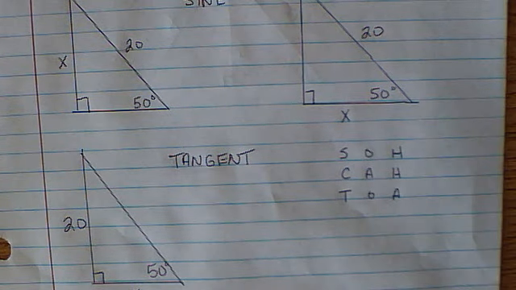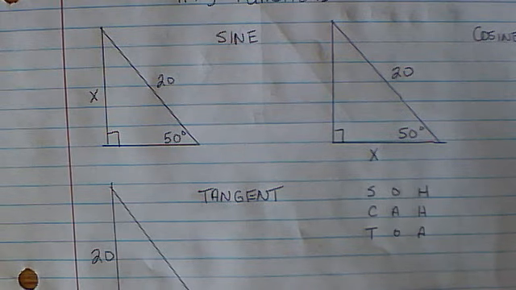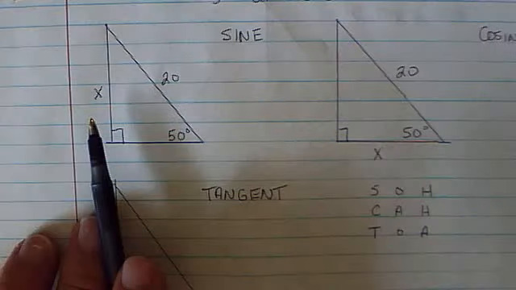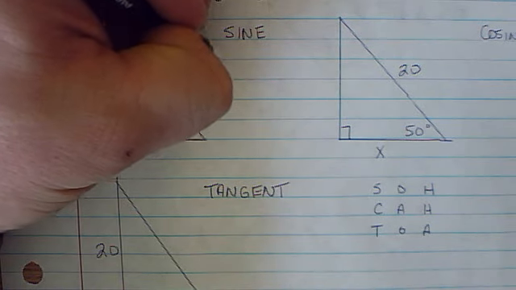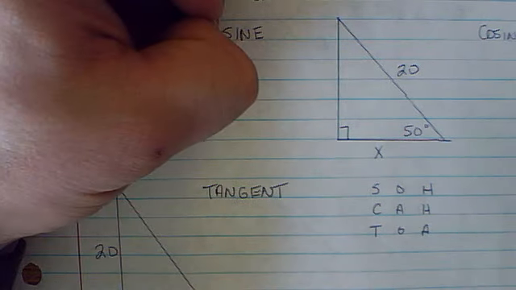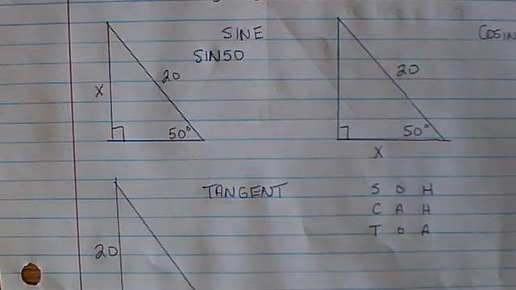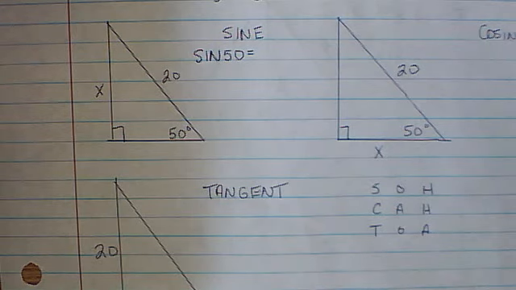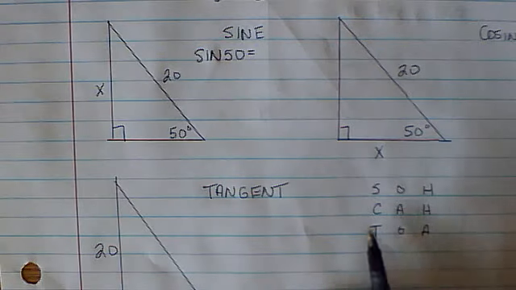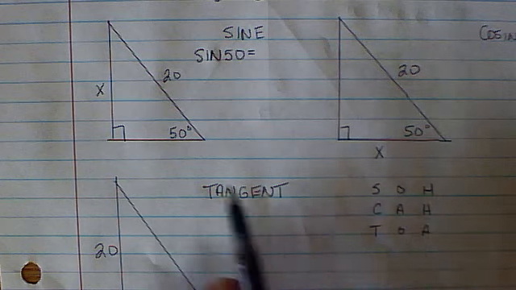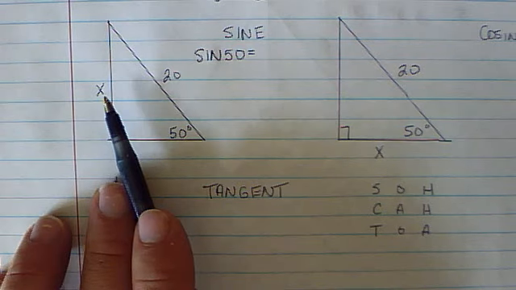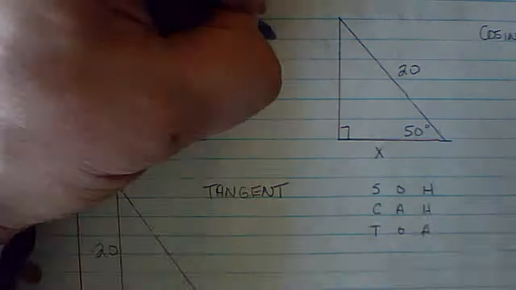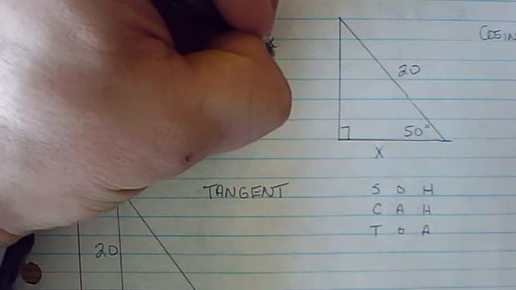So we have SOHCAHTOA. So if we look at our sine problem, we're going to be using the sine function to solve for x. We always start out our trig problems by using our trig function, in this case sine, and then putting down what angle measurement we will be using, which is 50. Then we set that equal to whatever the ratio is. My sine ratio is opposite over hypotenuse. I take the angle measurement, and the opposite side from my angle measurement goes in my numerator, and the hypotenuse goes in my denominator. So this would be x over 20.